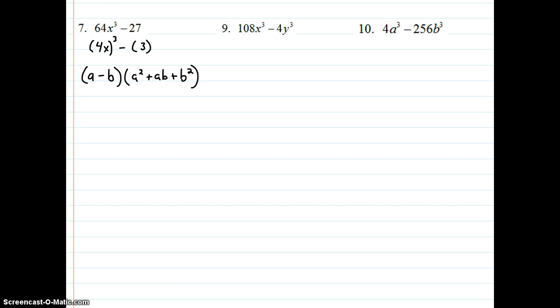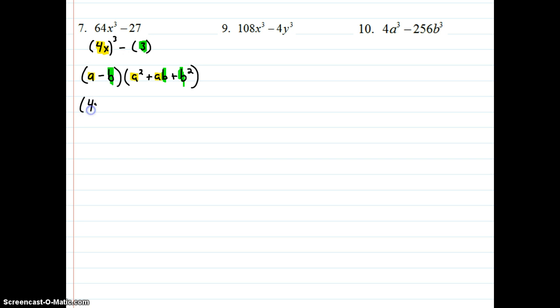And so now this is going to represent our a. So wherever there's an a, we are going to write 4x. This is going to be our b. So wherever there's a b, we are going to write 3. And now we just substitute them in.